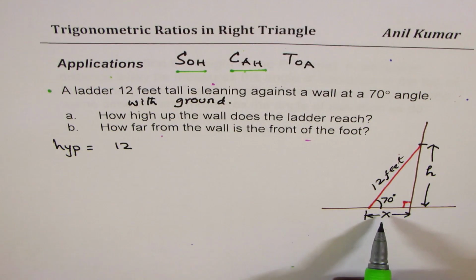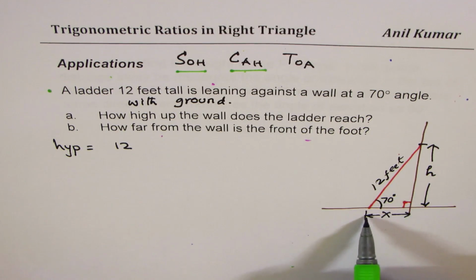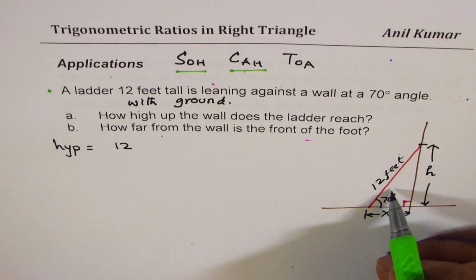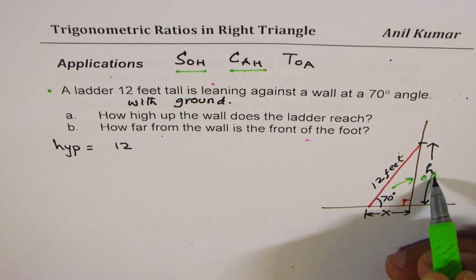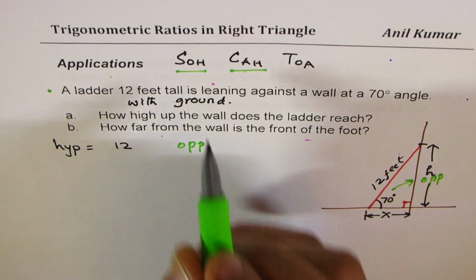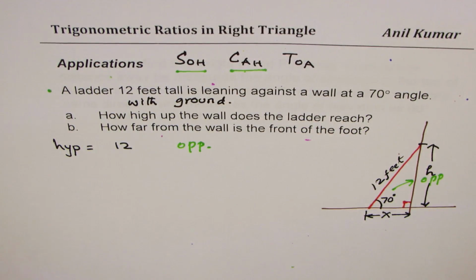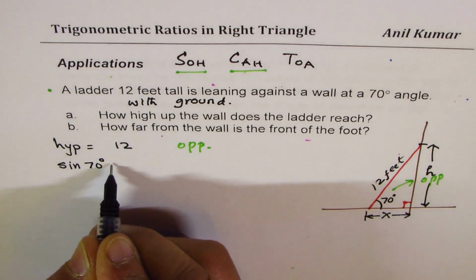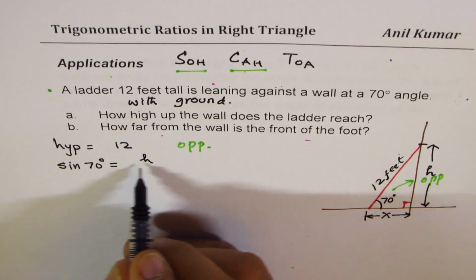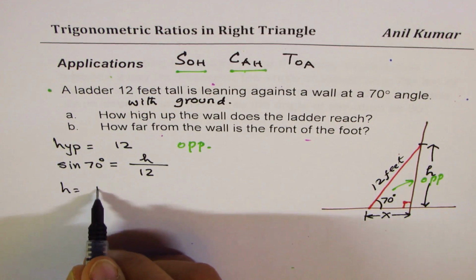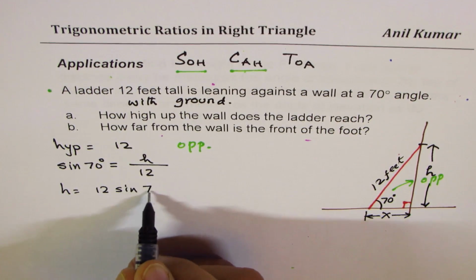Now in the first case, if you want to find, for example, how far it is, this is adjacent, you'll use cosine. But if you want to find the height, which is opposite, so this side is opposite, correct? So if you want to work with the opposite side, then we have to use sine. Is that clear? So we say sine of 70 degrees is equal to the opposite side, which is h, over the hypotenuse, which is 12. Now cross multiply, so we get h equals 12 sine 70 degrees.